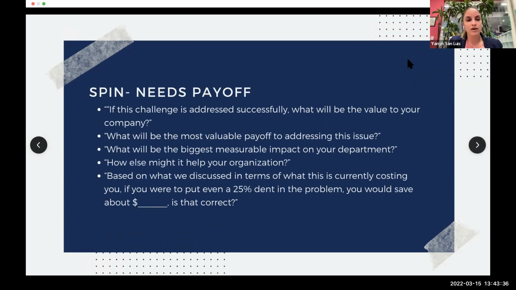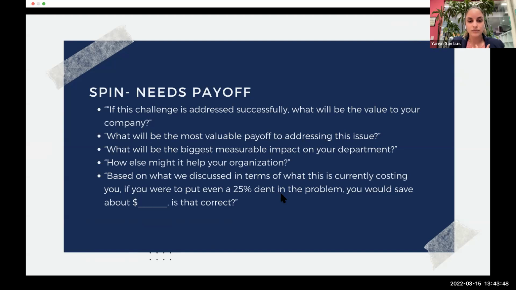And lastly, need-payoff. If this challenge is addressed successfully, what will be the value to your company? What would be the most valuable payoff to addressing this issue? How else might it help your organization? Based on what we discussed in terms of what it's currently costing you, if you were to put an even 25% dent in the problem, you would save about X percentage. Is that correct? Or X amount of dollars, right?